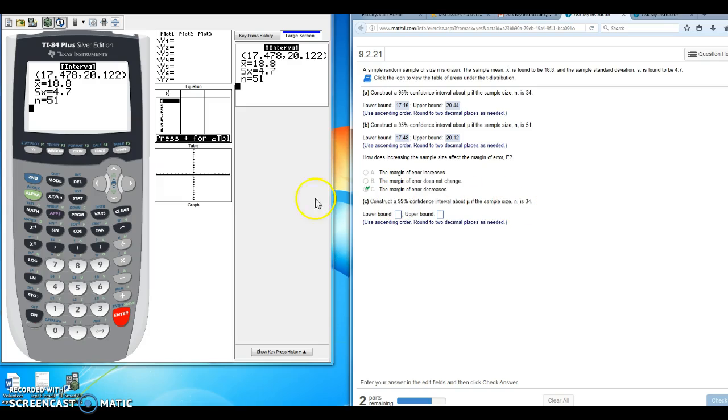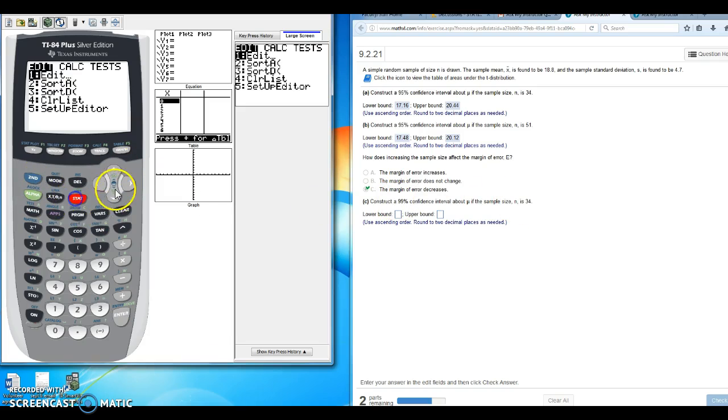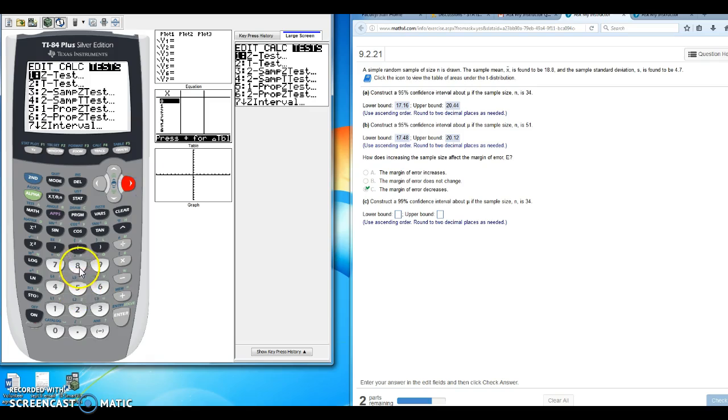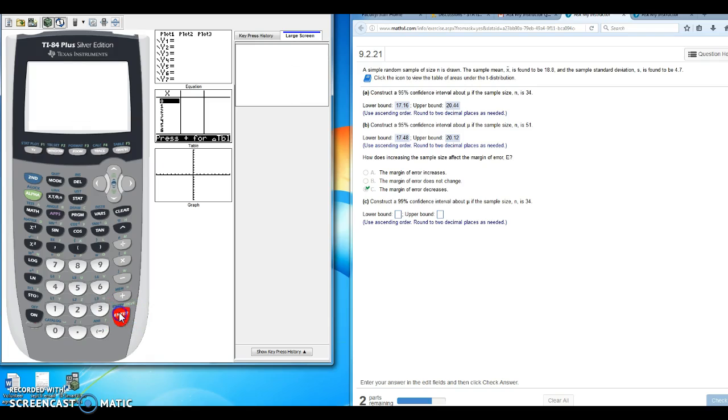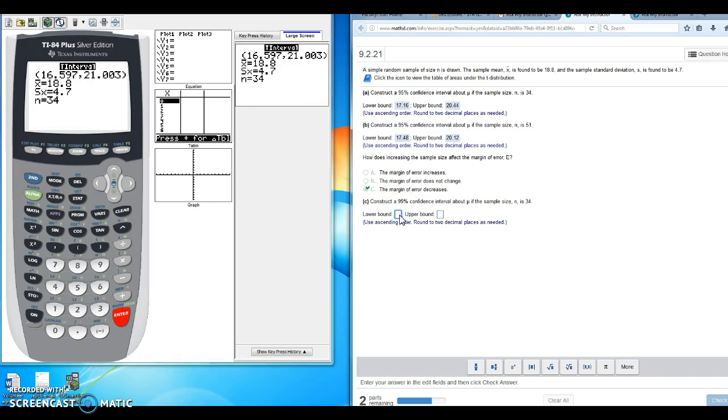To construct a 99% interval, I'm going to, again, go back to that test. And I'm going to change n back to 34. But this time it wants me to do a 99% confidence interval. So I need to change that 95 to 99. And I get 16.59 or 16.60 when I round to 2 decimal places and 21.00.